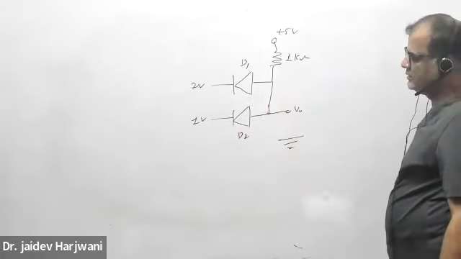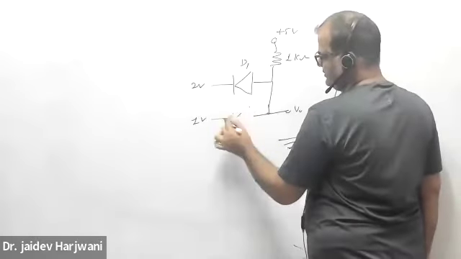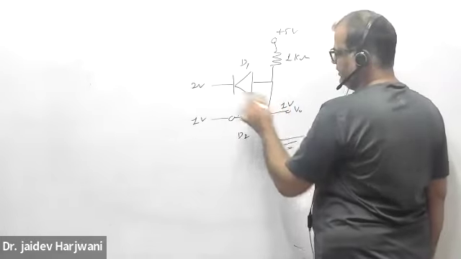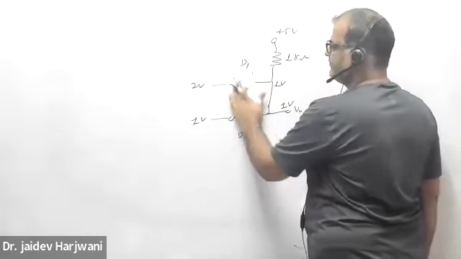D2. Sir, D2. D2, D2. Because D2 will conduct. Na? If D2 conducts, then this becomes 1 volt, and now this is also 1 volt. So 2 minus 1, this becomes open.